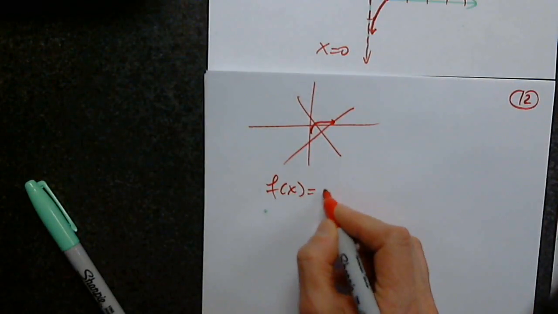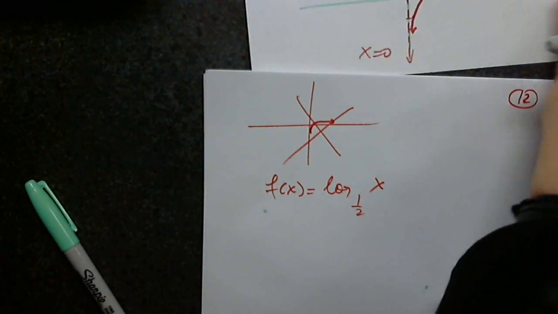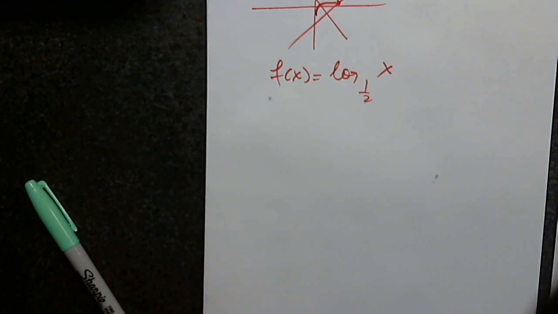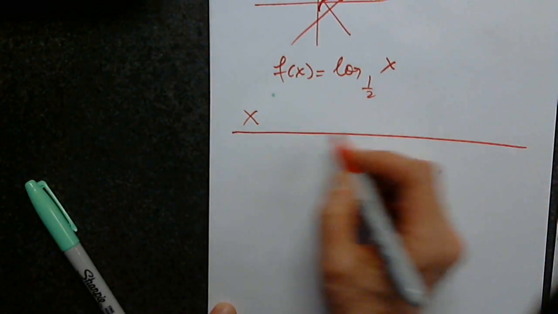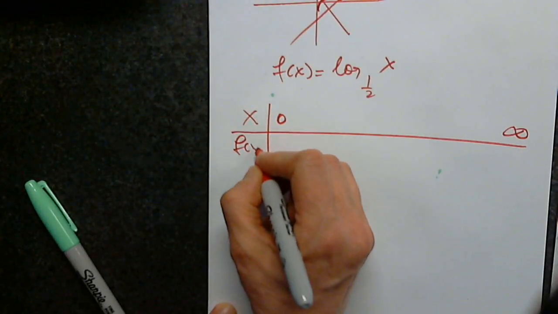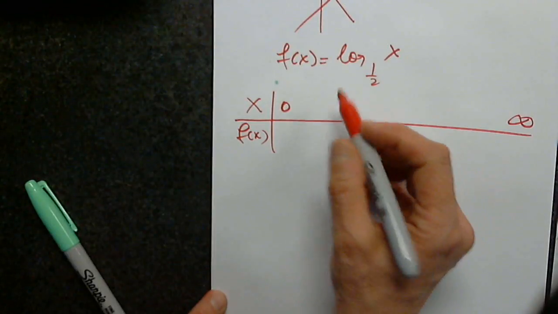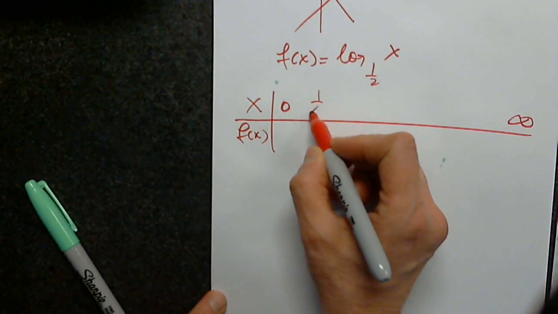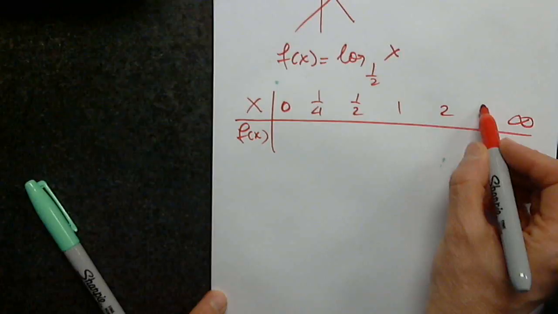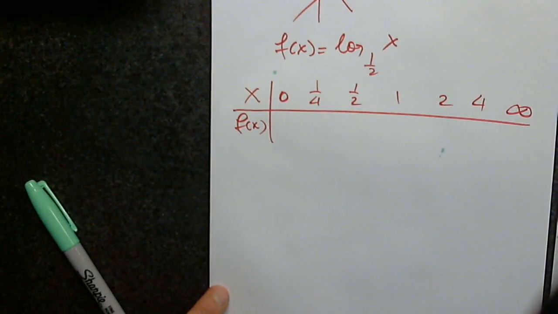So f of x equals log base 1/2 of x. Again, I'm going through a lot of questions, and I say, okay, it's a log. It's not a friendly function. It's a pure log, no transformation. So the domain must be 0 to infinity. I will pick some numbers, of course, powers of 1/2: 1/4, 1/2, 1, 2, and 4. It's undefined at 0, of course.